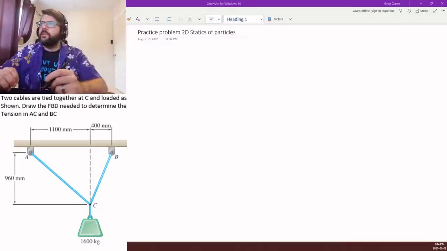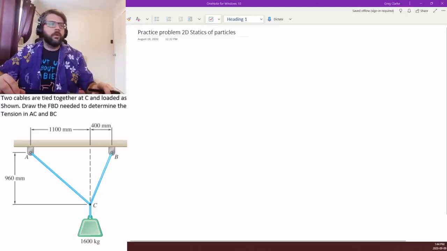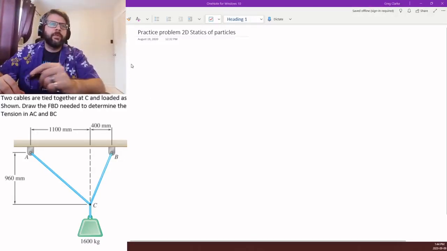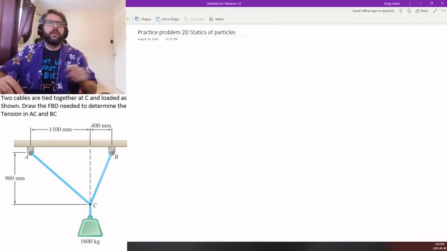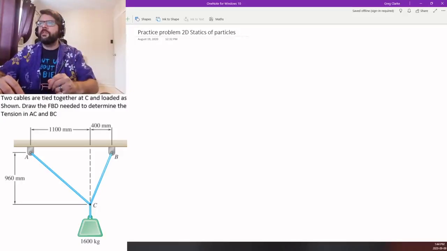Okay, so let's start with an example problem. We're going to go a bit past what it technically asks for. So we've got two cables here tied together at C that are supporting this load. I want to draw the free body diagram needed to determine the tension in those cables.